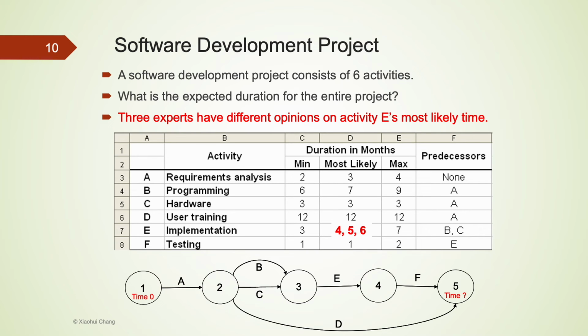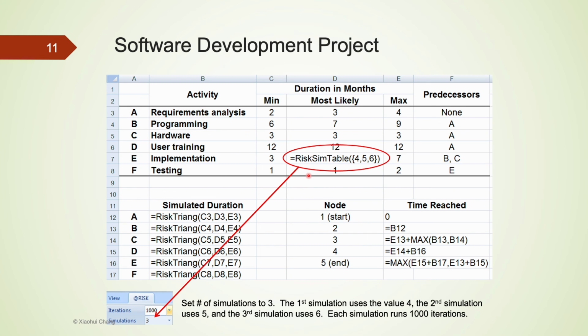We could run the simulation model 3 times and use each expert opinion one at a time. This will do the trick, except that it becomes very difficult to compare the simulation results. The RiskSimtable allows us to combine the results from 3 different simulations into one. In cell D7, where the opinions are different, we enter the function RiskSimtable. The arguments of the RiskSimtable is the list of different opinions we have.